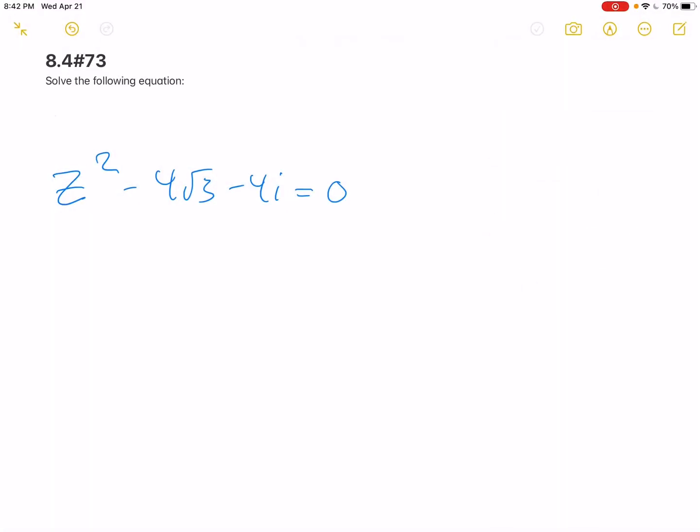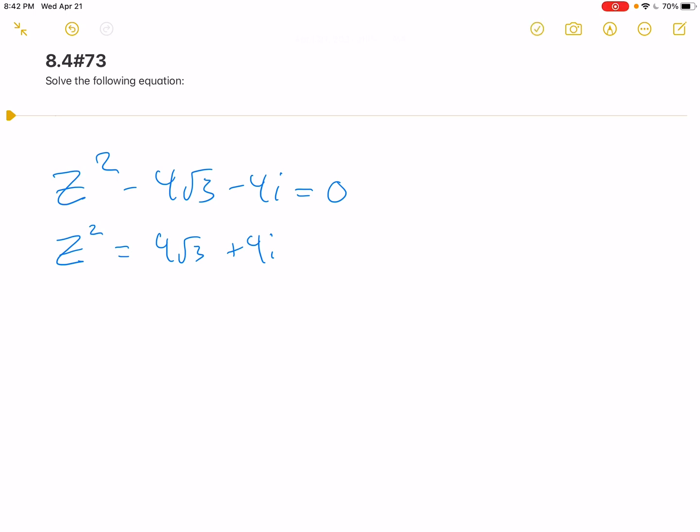And this is 8.4, number 73. We're supposed to solve the following equation. So we have z squared minus 4 root 3 minus 4i equals 0. So if we solve for z, we would have z squared equals 4 root 3 plus 4i. And now we're starting to see something we've seen before.